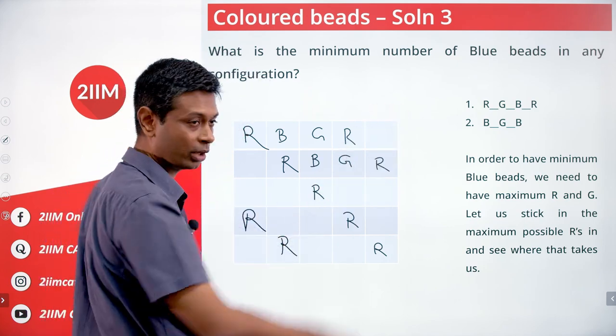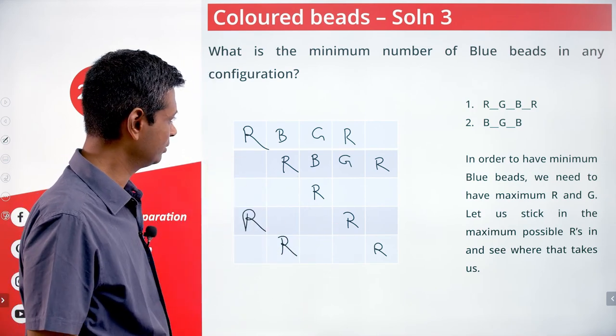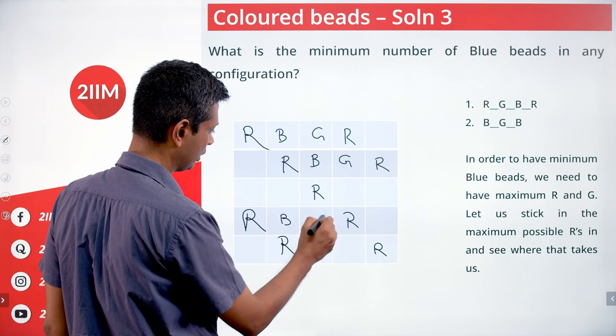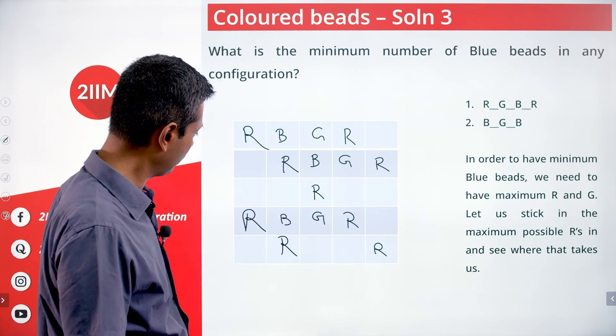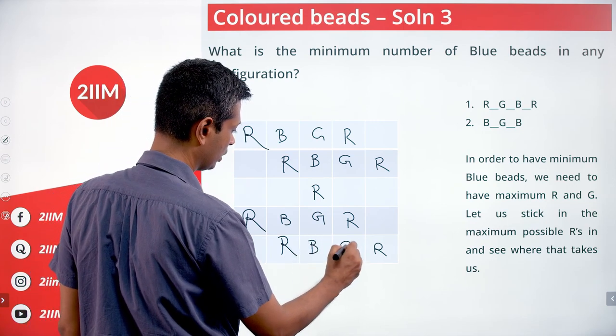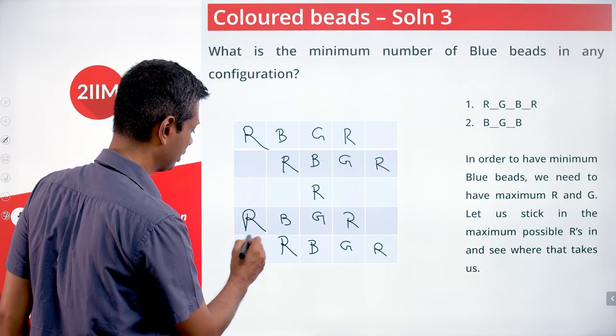Here, there's no blue-green requirement because there's only one red. Between these two, we need to have a blue and a green. Let's see where we can put them. We can put a blue here and a green here. Lovely. Here, between these two, again, a blue here, green here, right? So this can easily be a green.